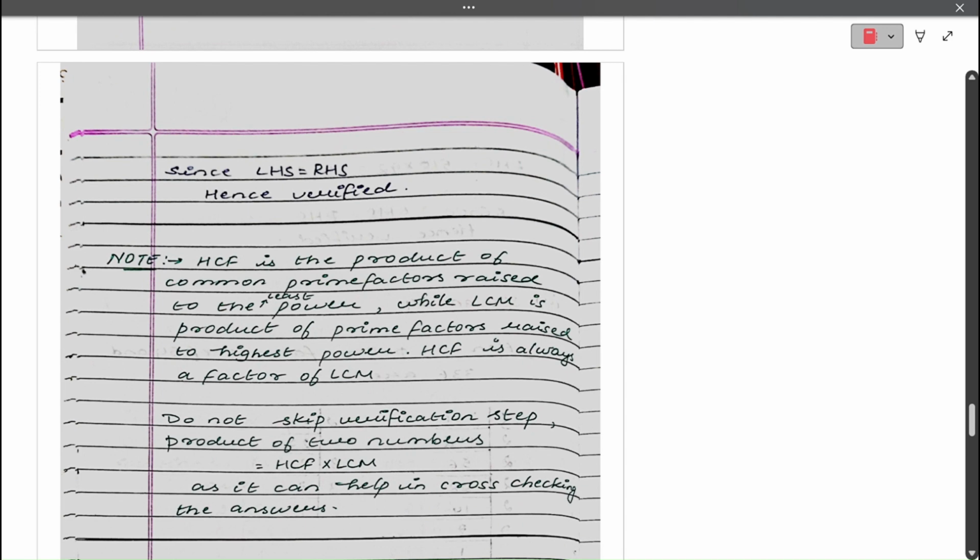Let's take a note point. HCF is always the product of the common prime factors raised to the least power, whereas the LCM is the product of the prime factors raised to the highest power. And remember this, HCF is always a factor of LCM. In the question, they have asked us to verify, so do not skip the verification step. The product of two numbers is equal to HCF into LCM. You have to write that as it helps in our cross verification also.